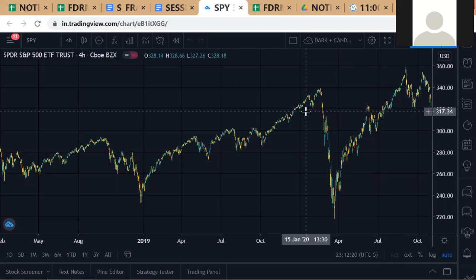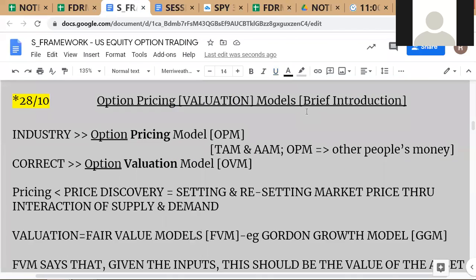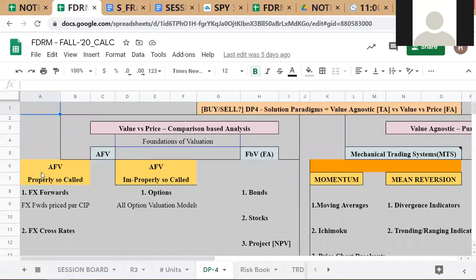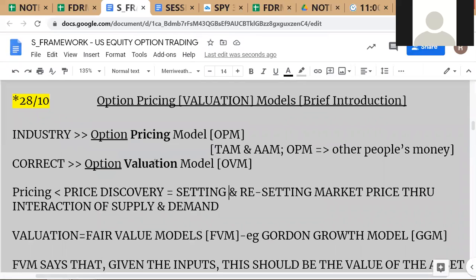And value is always subjective. Fair value, there's one difference when we talk about certain types of arbitrage-free valuation models. This is not subjective, but that's the rare exception. So we'll discuss that separately. But generally, value is subjective.